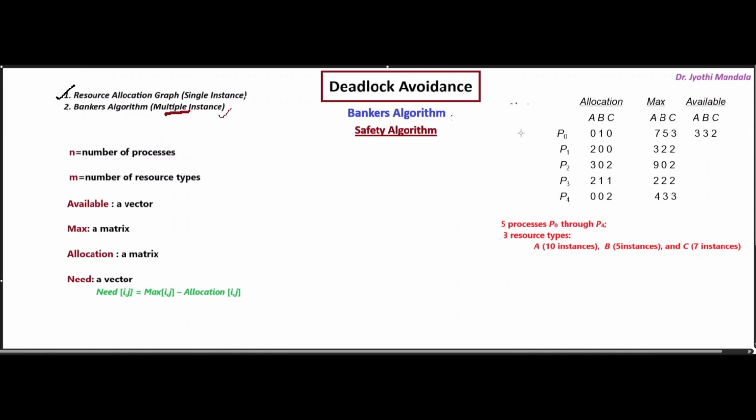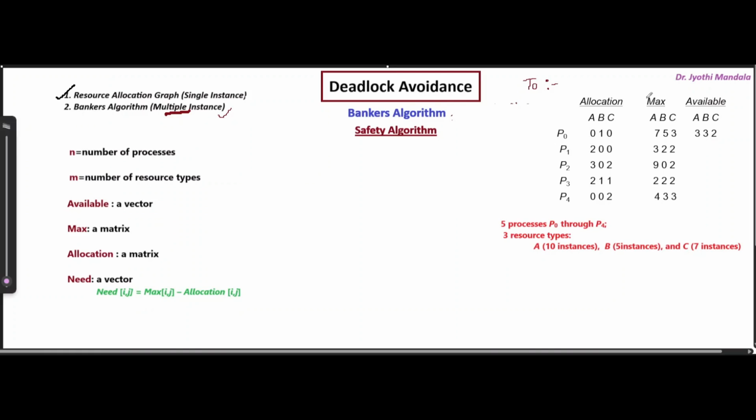But at a particular time period T naught, let us consider that P naught has told us it requires A resources of 7, B resources of 5 and C resources of 3. Here, allocation and max are matrix type. Why? Because for each process, how many resources are allocated and how many are maximum required are represented in matrix form. That's why they are matrices.